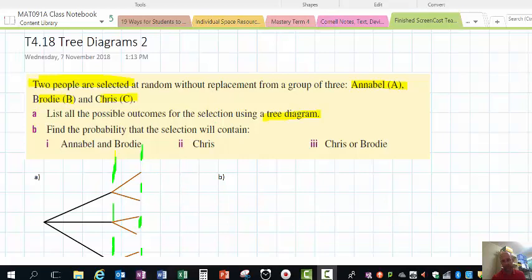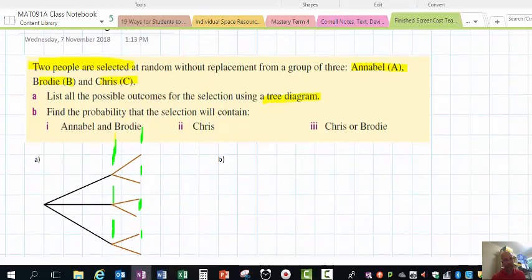So you can see I've got the branches started there and we need to put the information on. Okay, so I'll grab my pen and we'll put the information on. So it's a without replacement situation. We need to be very clear on that. So without replacement affects the way the tree diagram comes out quite a lot. So on the first selection we've got three choices: Annabelle, Brody or Chris.